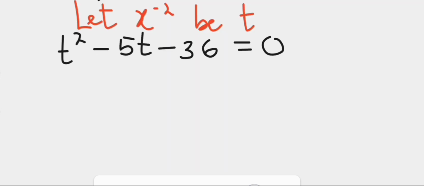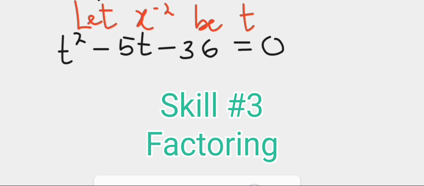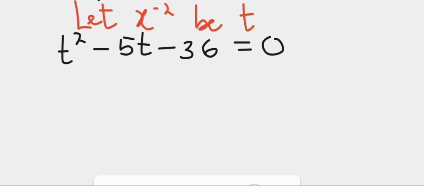Now that we have the quadratic equation, we are going to go for the next mathematics skill, which is the third one, and that is factoring skill. We are going to factor the quadratic equation, and in this factoring, we consider the product of negative 36. We use P for product and S for sum. Product of negative 36, whose sum gives the middle term, negative 5.